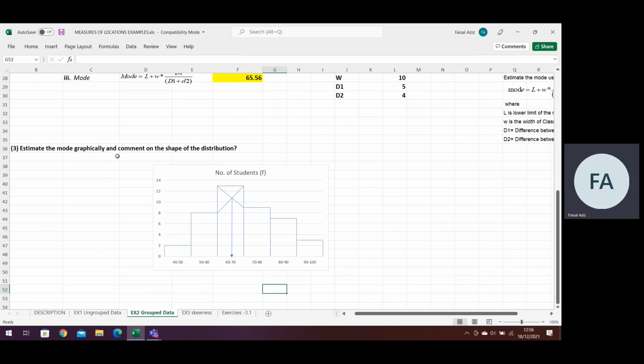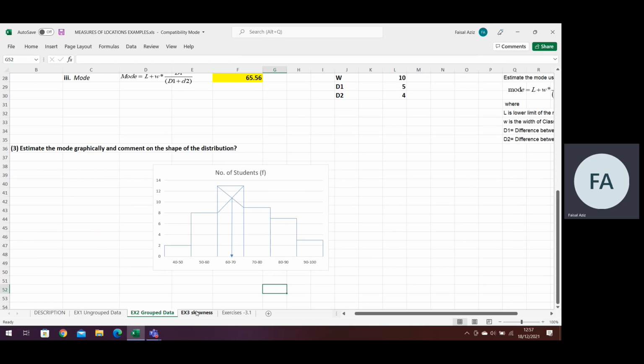Now you will have to estimate the mode graphically and comment on the shape of the distribution. So you can write in your comments that the mode of this distribution is approximately 65.5, and moreover you can comment on the shape of the data. Whatever logical comment you want to make over here, you can do so. So this is what we have discussed, how we can calculate measures of location for grouped data.